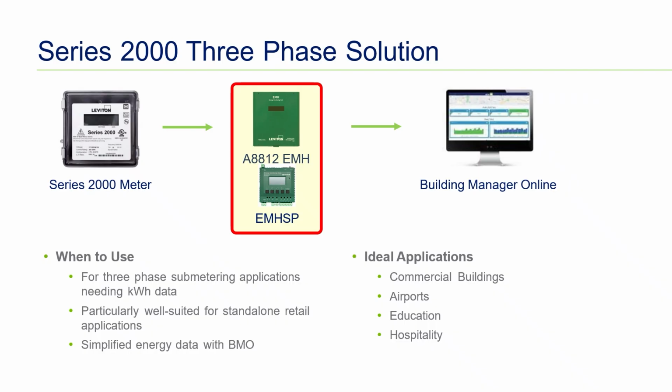In smaller applications with 8 pulse meters or less, the A8812 Energy Monitoring Hub may be used to eliminate the need for a high-density pulse module. The EMHSP has 4 pulse inputs, and the A8812 features 8 pulse inputs, which will accommodate pulse meters to be directly connected.